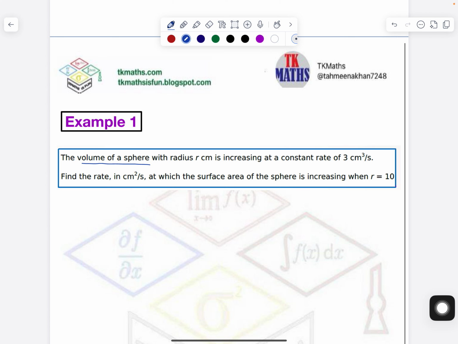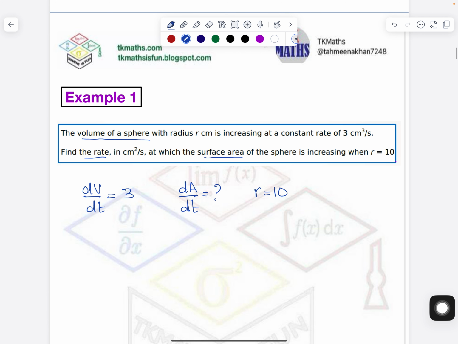So what first information is given to you? It is the rate of change of volume, so dV over dt is equal to 3. Find the rate at which the surface area of the sphere is changing. And what do I have to find out? dA over dt. This is what I have to answer. And at what instant? When the radius was 10. This information I have gotten from the question, and it is definitely talking about a sphere.